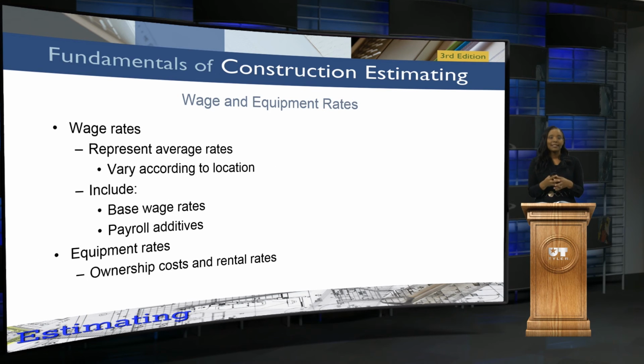The next thing that we need to consider is wage and equipment rates. You're going to add this on top of the other information that you've included in your overall estimate. So we've got wage rates that represent your average rates, and that's going to vary according to location. You're going to include your base wage rates, payroll additives, and some other things. And also, we've got equipment rates that we'll consider, and that's more or less looking at ownership costs and also rental rates. That is going to be a huge factor in your overall estimate in the long run.